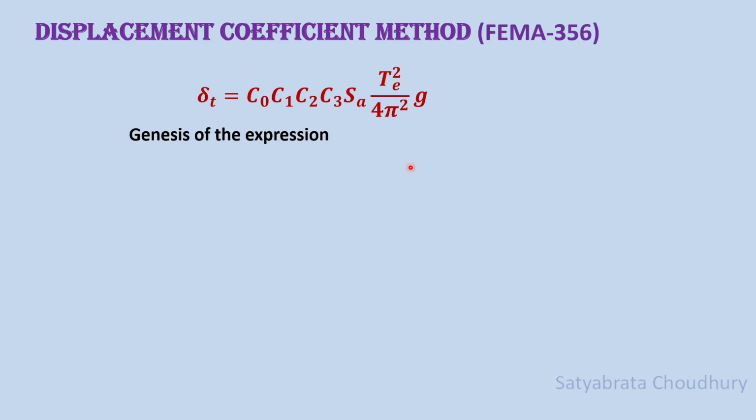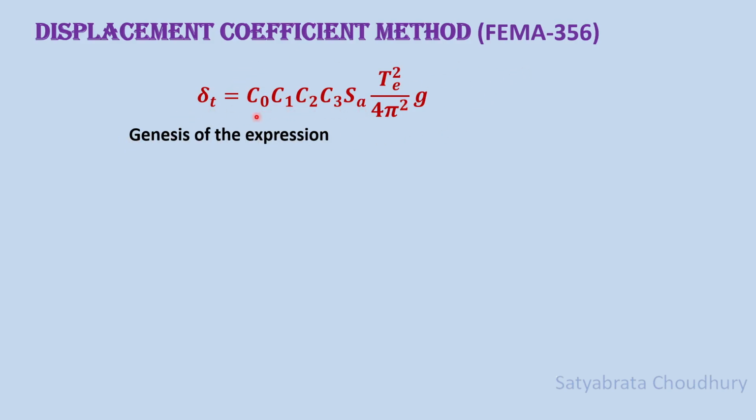The target displacement in FEMA 356 in the displacement coefficient method is given as C0, C1, C2, C3 SA Te square g divided by 4 pi square. So actually the displacement is this part, SA Te square by 4 pi square g, and it has been modified by these modifiers, which are the coefficients. That's why it is called the coefficient method.